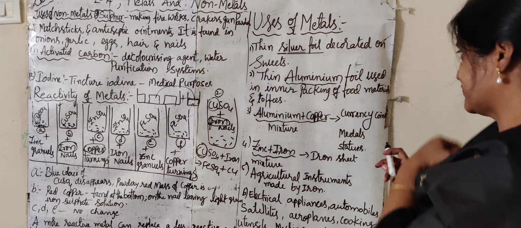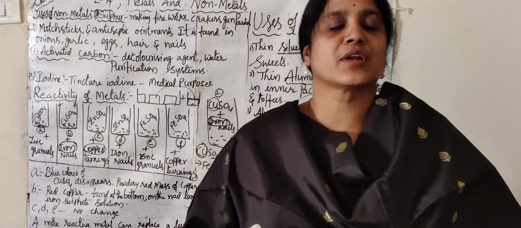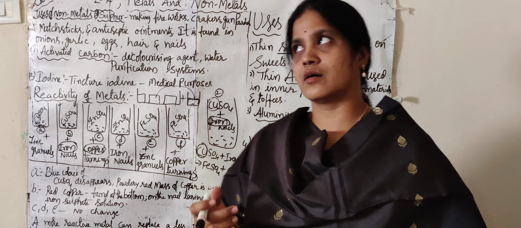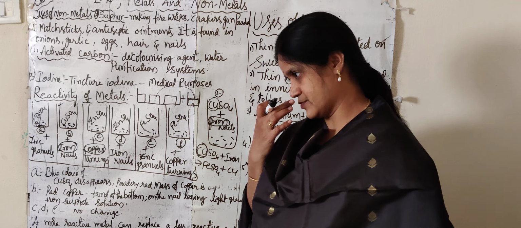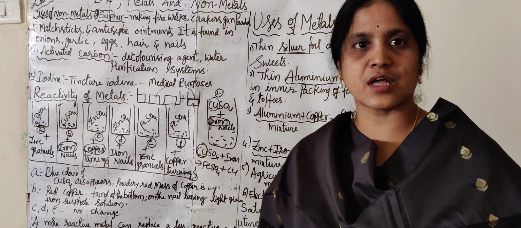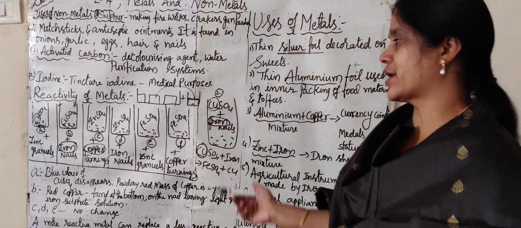And next, for the packing of food materials, aluminum is used. Where else do we use aluminum? Sheets also, we are using aluminum sheets. Aluminum wires are there. So many uses we have.